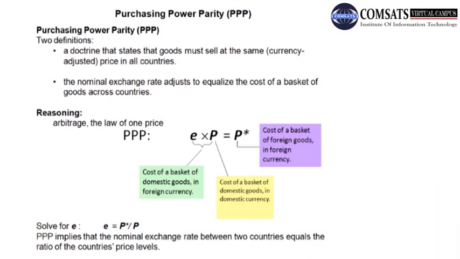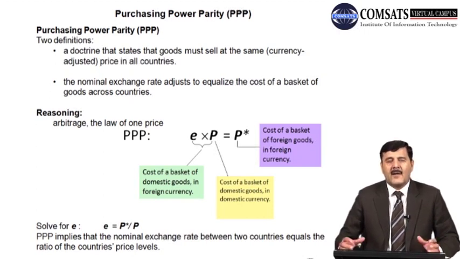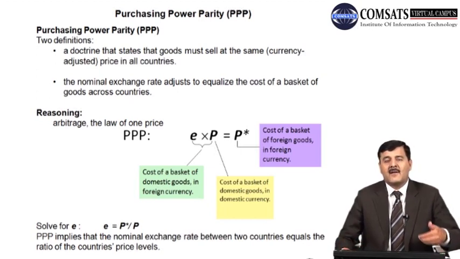The reasoning behind this is arbitrage. What is arbitrage? It is the process of taking advantage of a product being sold at different prices in different countries, right? If a product is selling at different prices in different countries and you take advantage of that and make a profit, this is known as arbitrage.